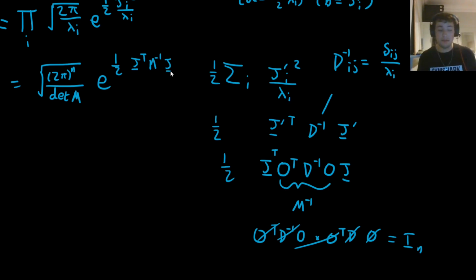That is how we do a Gaussian integral in n variables, and this has taken me forever, so I'm going to stop and talk more next time about cumulant expansions.